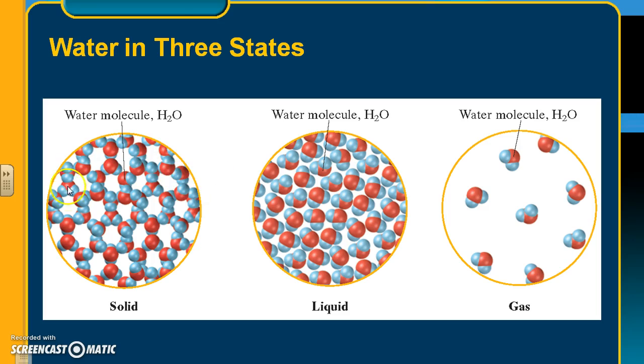And I want you to look at the water molecule in the solid state. Here you'll see these air pockets. When water freezes, it freezes with air trapped in the molecules. So that air makes water less dense because it's trapped inside there. And that's why ice floats.